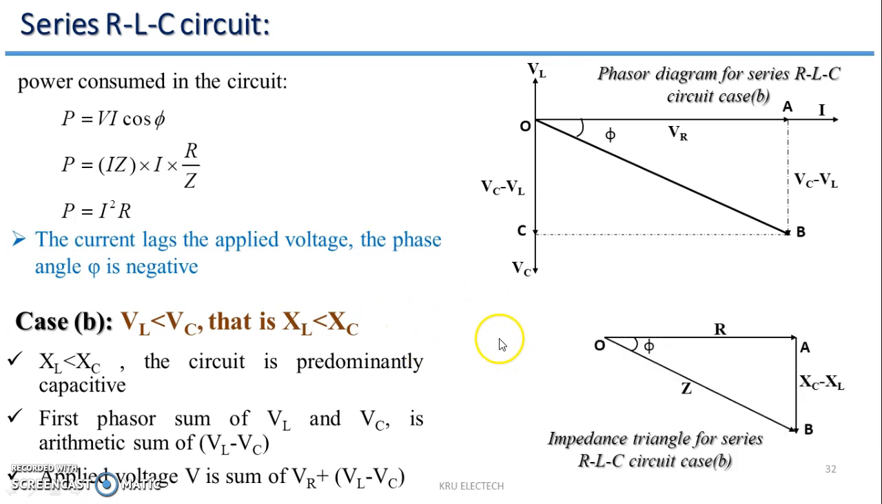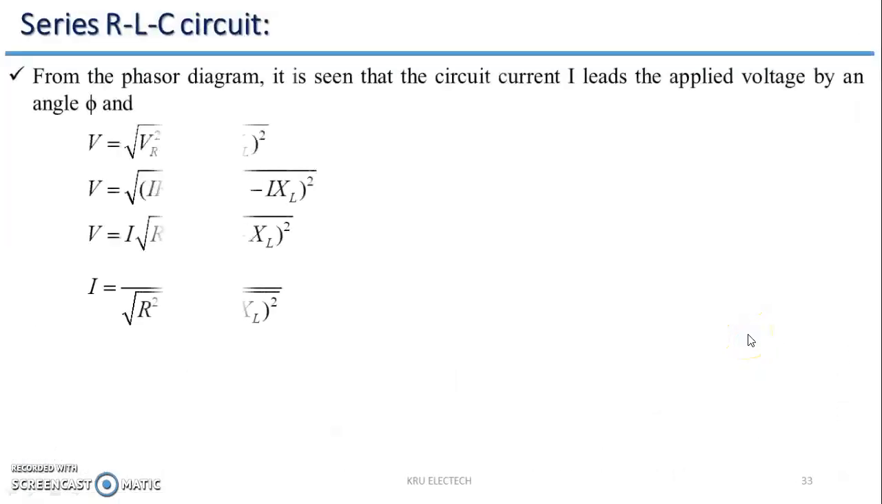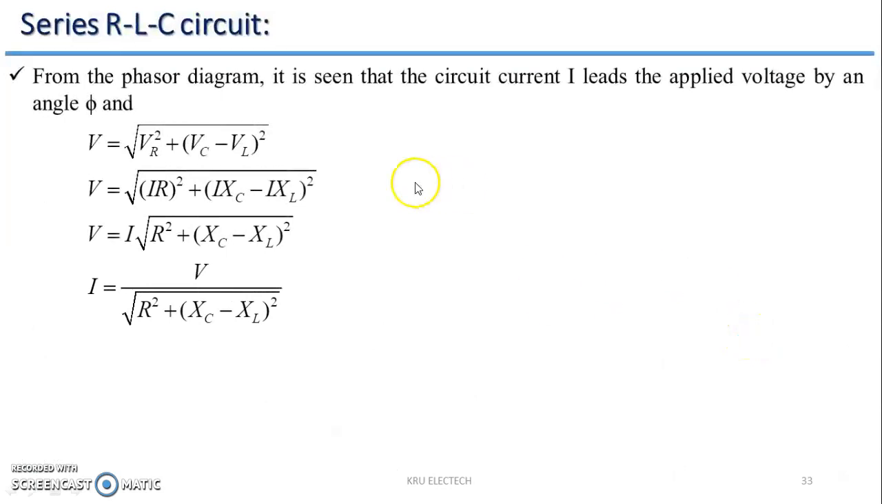Here, this is the arithmetic sum. So here is VC minus VL, so you just have to put down XC minus XL. This is the impedance triangle. So if you divide the phasor diagram by the current I, you will be able to find the impedance triangle. So next, from the phasor diagram, what can you write?